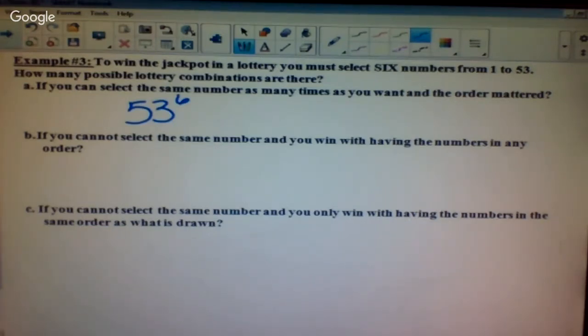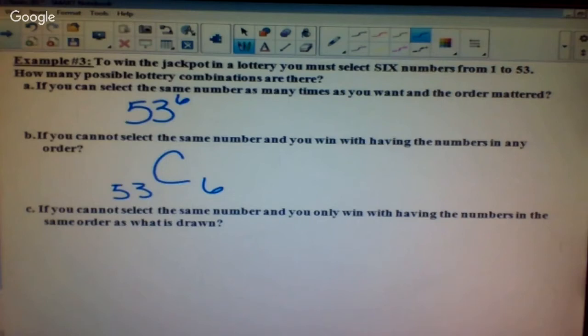Or you could have written out 53 times 53 times 53. Order matters right there. If you cannot select the same number and you win with having the numbers in any order, this is a combination, because order doesn't matter. What number goes out front? 53 and 6. Did you notice the bigger numbers always have to be to the left, smaller numbers to the right? Don't ever reverse it, because when you plug it in the calculator, it's going to tell you it can't do it.